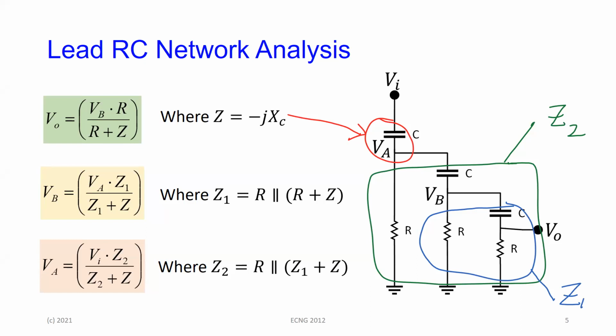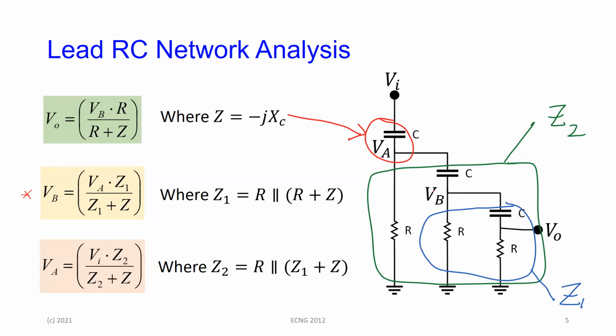Good. So let me hear what your question was. What is the reason why we got VA times Z1 over Z1 plus Z for VB? For example, I understand why Z1 is equal to R in parallel with R plus Z, but how did they get that equation for VB?